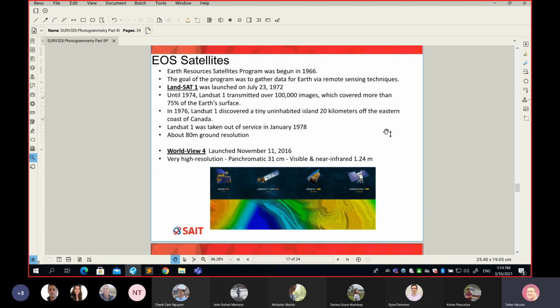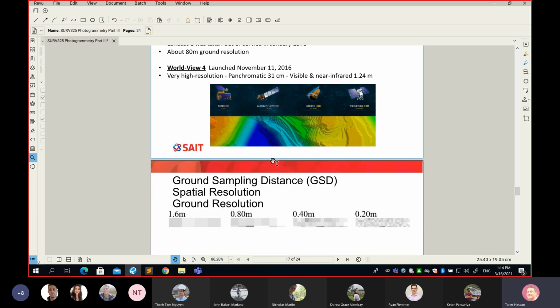Okay. So those are coarse resolutions. In 2021, what is the most recent system? Here we have WorldView-4, launched in 2016, and the resolution is 31 centimeters. So you can see we went from 80 meters to 31 centimeters. You can see lots of development there. Which means on this 2021 image, I can identify my own house at 31 by 31 centimeters.